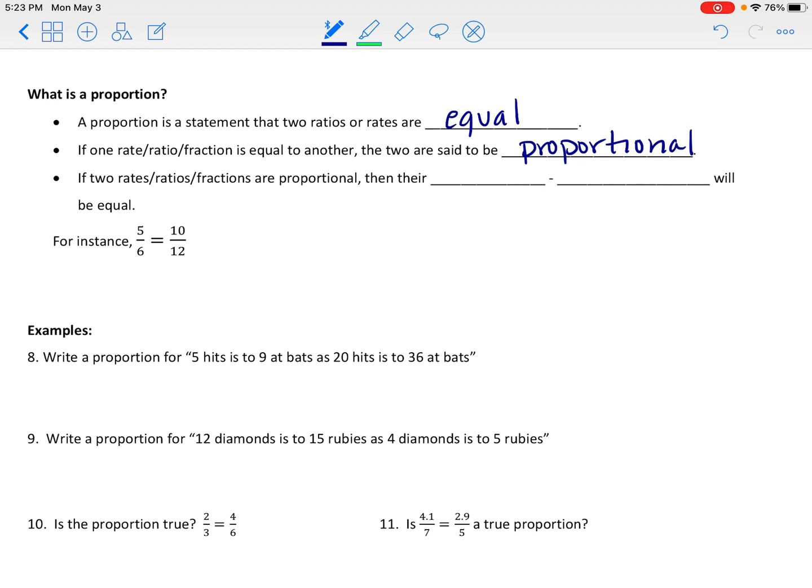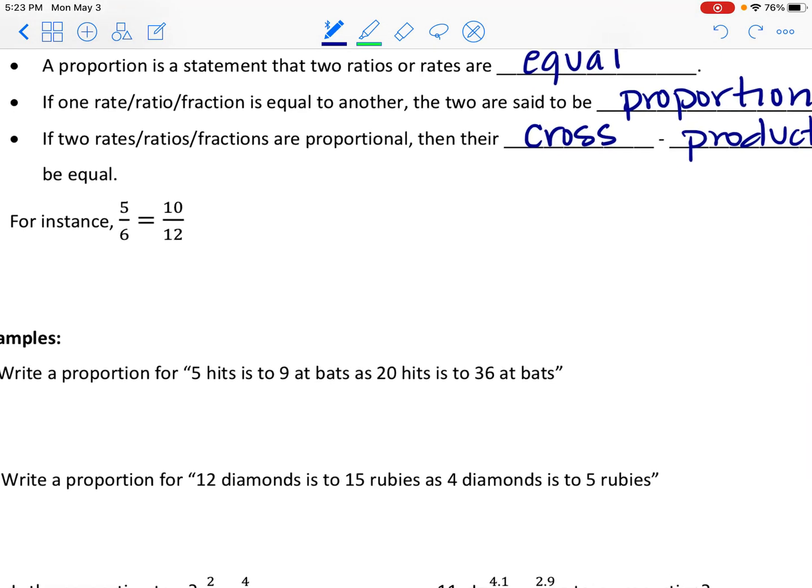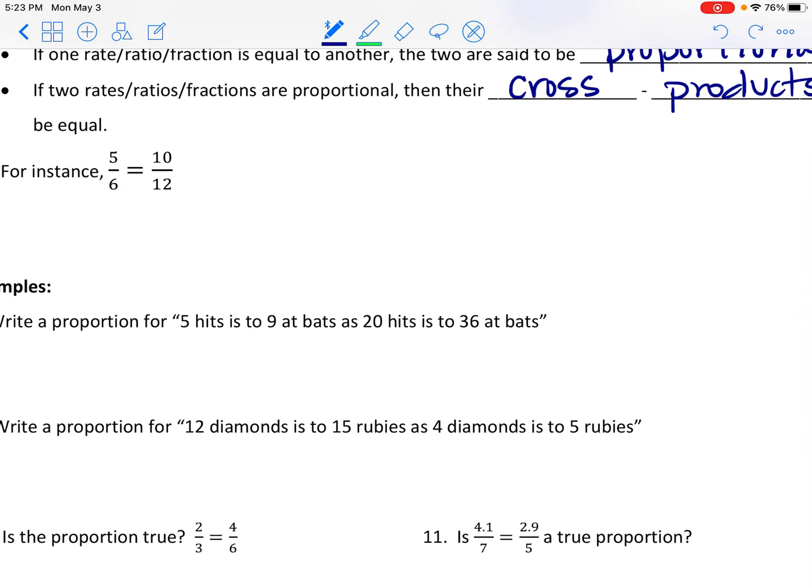And if two rates or ratios or fractions are proportional, then there's a really nice feature that helps us to do some solving as we progress here. The cross products of proportional fractions will be equal. Okay, so let's look at this example here. For instance, 5 over 6 equals 10 over 12. We could read this as 5 is to 6 as 10 is to 12. Okay, but this is an example of a proportion. So this is a true proportion.